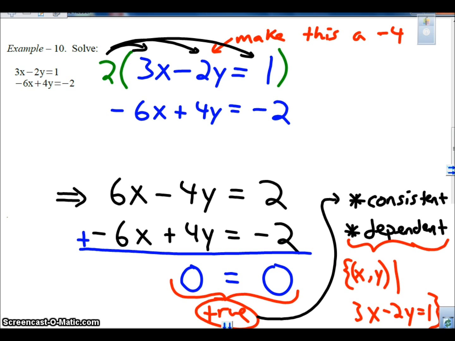And so again, there's an infinite number of solutions, but that doesn't mean that any ordered pair is a solution to the equation. For example, 0 comma 0 is still not a solution to this system because it doesn't satisfy either one of the equations. So while there's an infinite number of solutions, it's not anything that you want. And so we have to specify what actually works. And by saying the set notation, any x comma y that satisfies the equation, 3x minus 2y is equal to 1, that is a good way to represent the solution set there. But it's a dependent system.